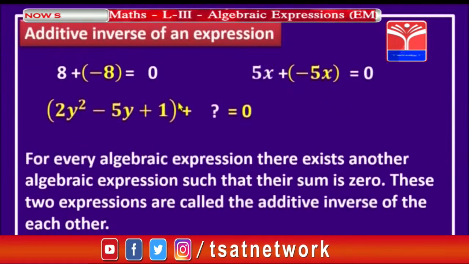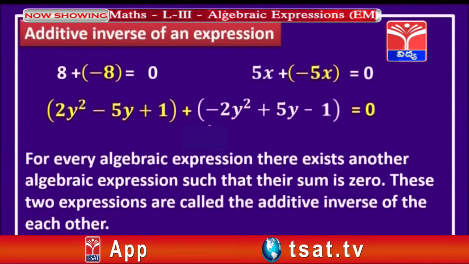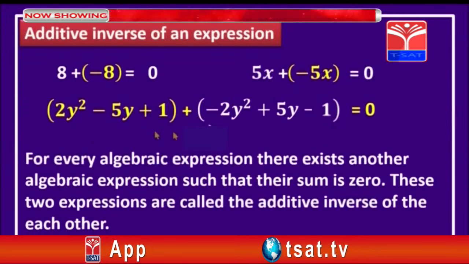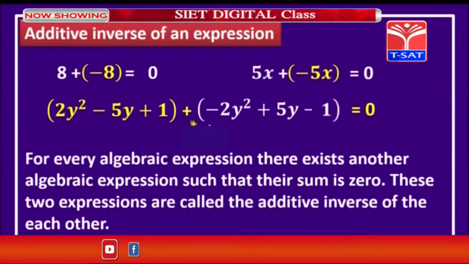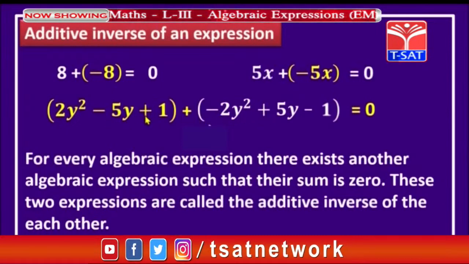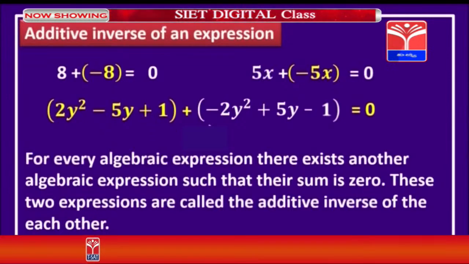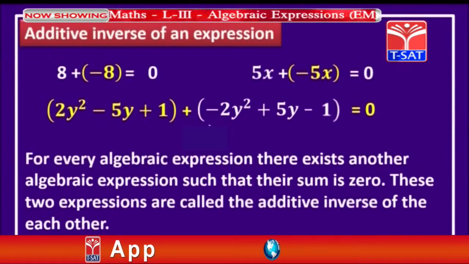Now to this algebraic expression, which one if I add, I get 0? For that, I just simply change this expression itself. See, here plus is there, it becomes minus. Here minus is there, it becomes plus. Here plus is there, it becomes minus. So you need to just change the symbols, plus to minus and minus to plus.